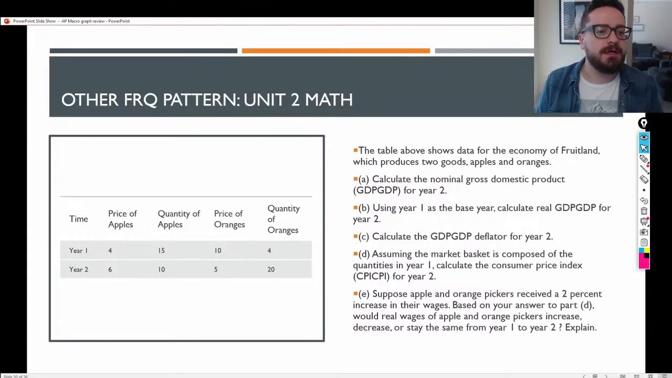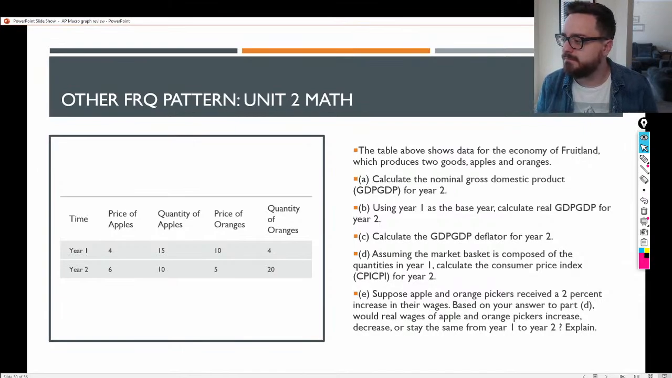Okay. The other FRQ pattern that I've seen quite a bit is Unit 2 Math. I don't like that. That's weird. It's some weird typo stuff there. If it says things twice, it's only supposed to say it once.